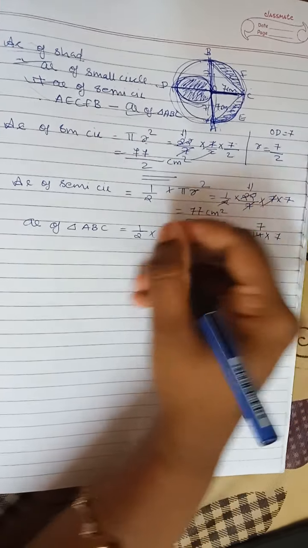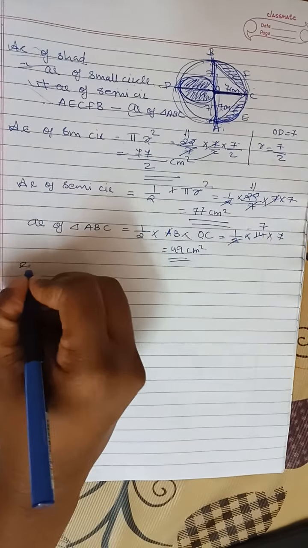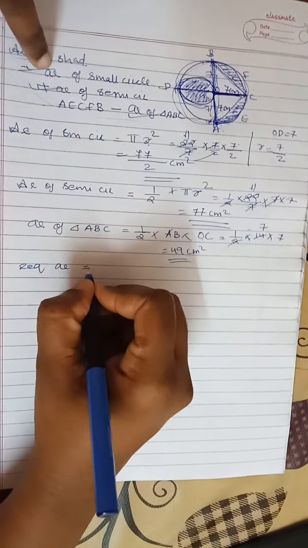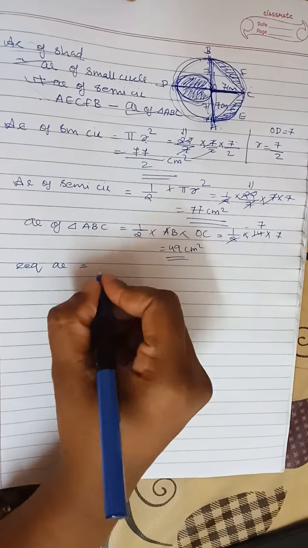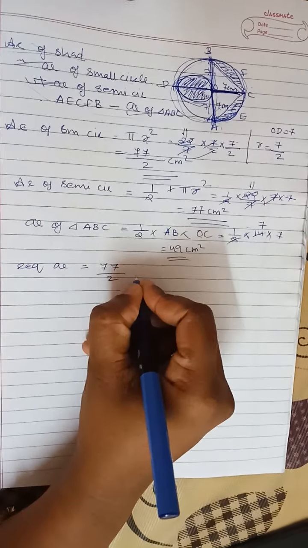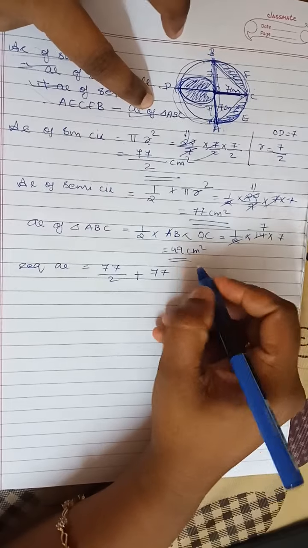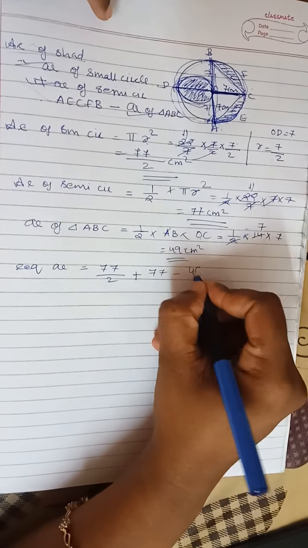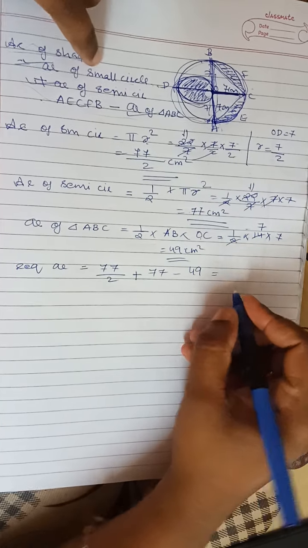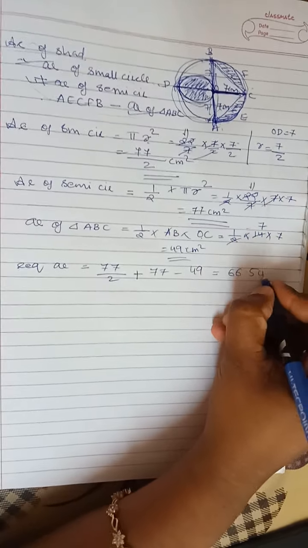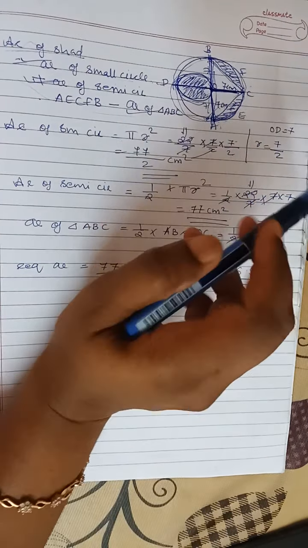Cancelling these two, you will get here 7. 7 into 7, 49 centimeters square. So required area, how can we calculate required area? Area of small circle. What is area of small circle? That is 77 divided by 2 plus area of semicircle, that is here 77, minus area of triangle, that is minus 49. After calculating this answer, we will get the final answer is equal to 66.5 centimeter square. This is the required area of this shaded portion.